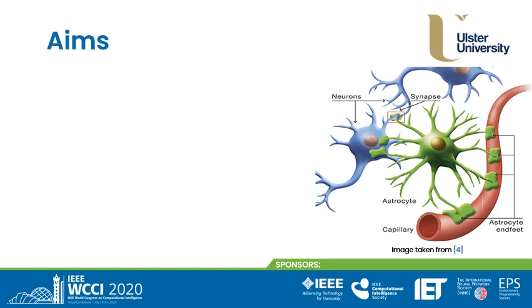So now we will look at the main aims of the study, and the graphic to your right just shows a schematic of how the brain cells, in particular astrocytes, this green looking cell here, interact with neurons, these blue looking cells here. In particular, we're interested in this area here, where the astrocyte enwraps the synapse between two neurons.